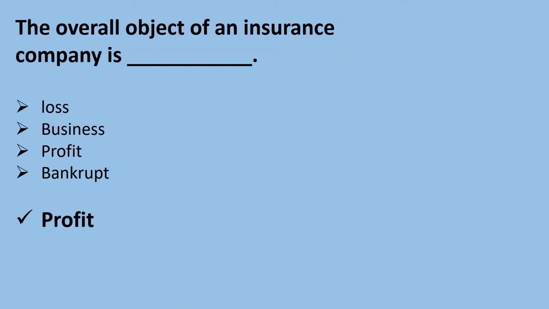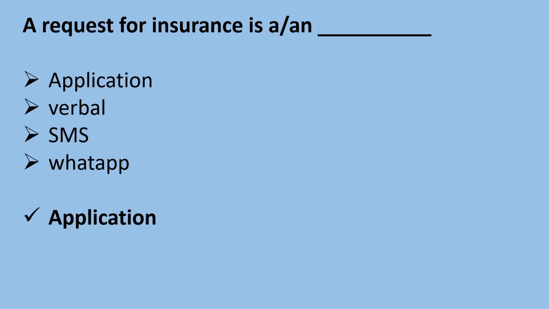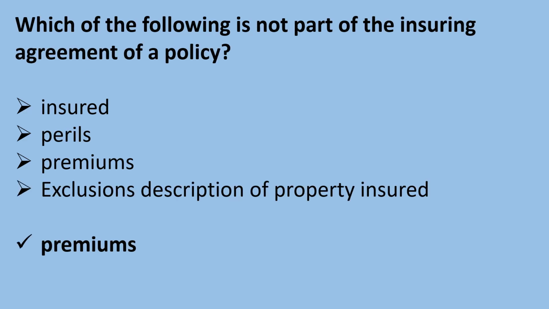The overall objective of an insurance company is to make profits. The request for insurance is an application. At least that's the right procedure when you apply through application. Which of the following is not part of the insurance agreement of a policy? That is a premium.